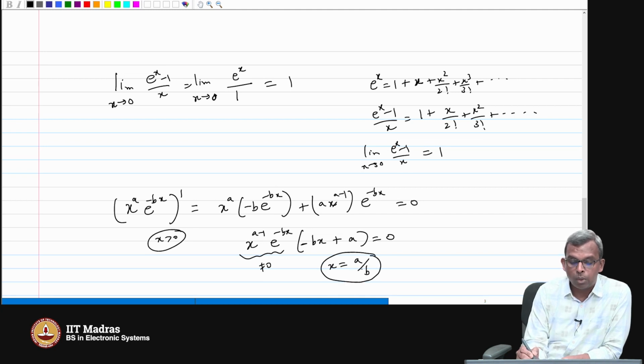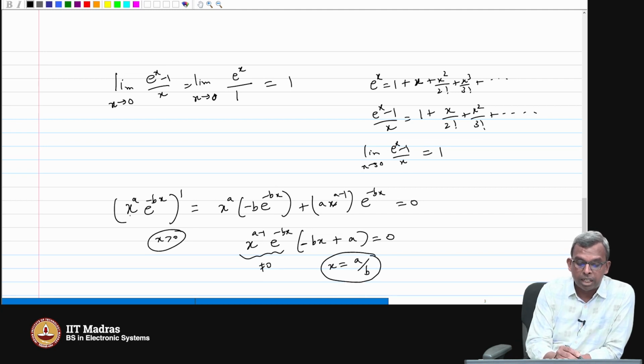At x equal to a/b, this function x^a e^(-bx) reaches a maximum or a minimum. We know that this is going to reach a maximum, just given the behavior, we have seen these kinds of plots before. But in case you want to check, a/b is positive, and the next question is whether it is a maxima or minima.